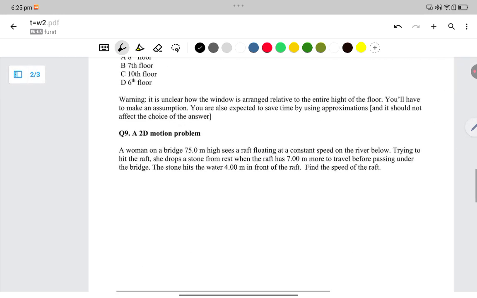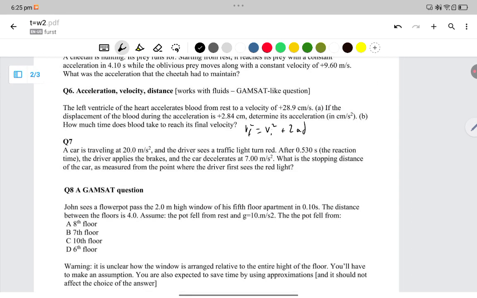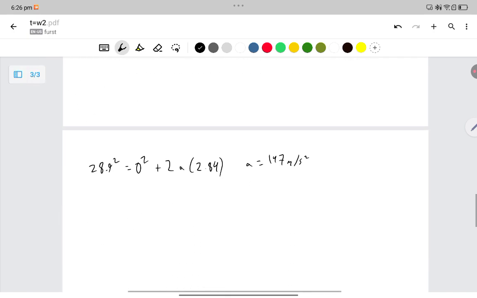Part B. What was part B? How much time does blood take to reach its final velocity? So we're looking for the time this time. What formula should we use? Let's use delta V equals AT. The final velocity minus the initial velocity equals AT.